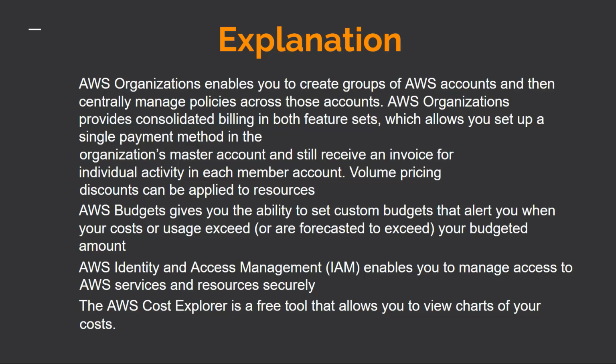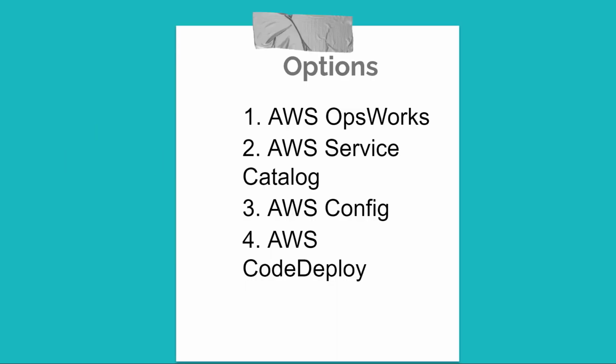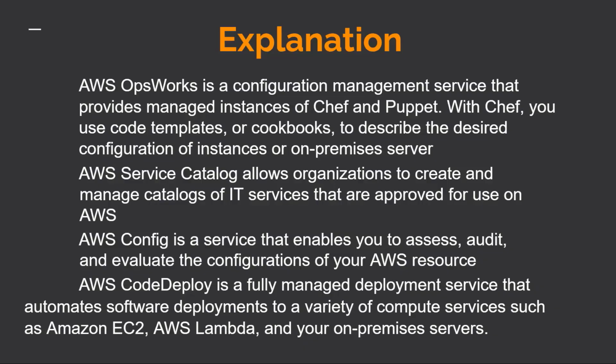Question: Which AWS service can an organization use to automate operational tasks on EC2 instances using existing Chef cookbooks? Option 1. AWS OpsWorks. 2. AWS Service Catalog. 3. AWS Config. 4. AWS CodeDeploy. Right answer is 1. AWS OpsWorks.